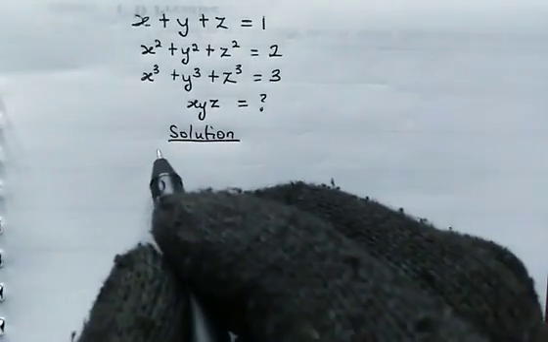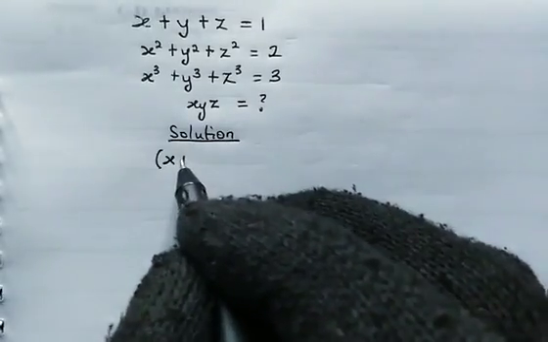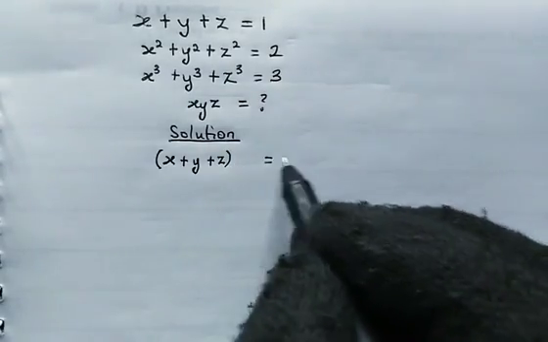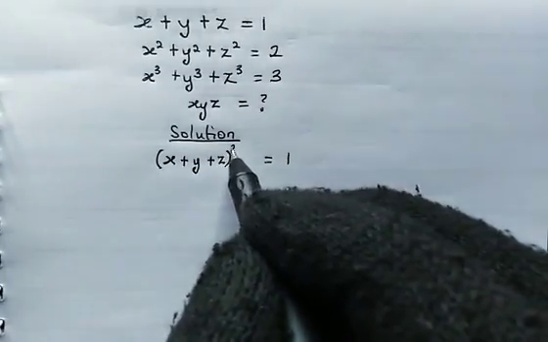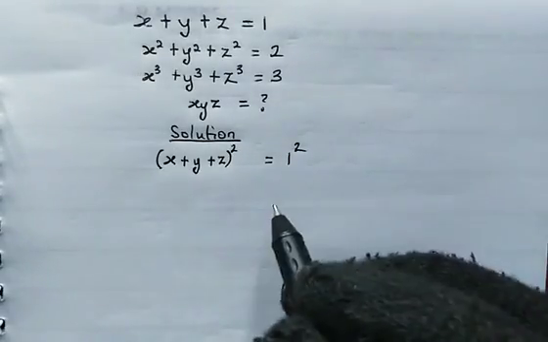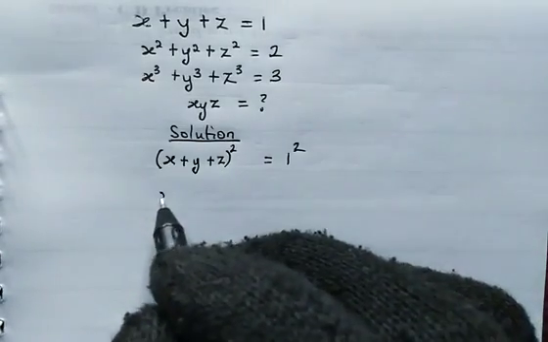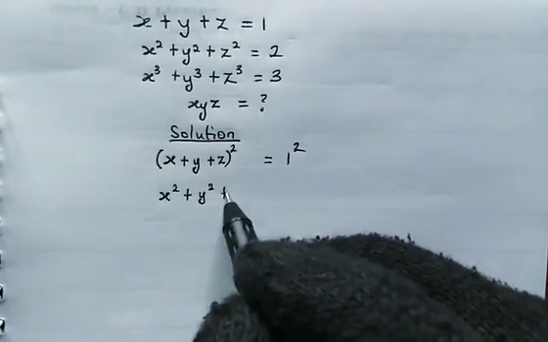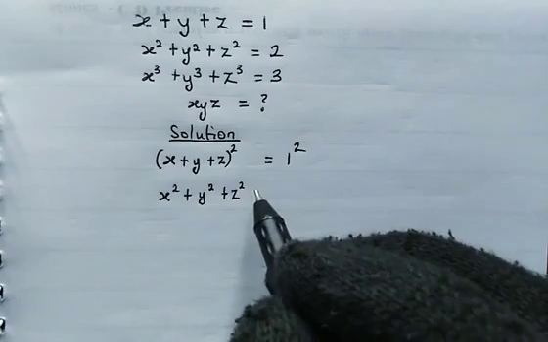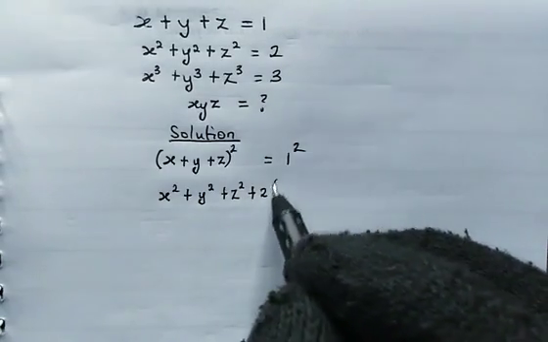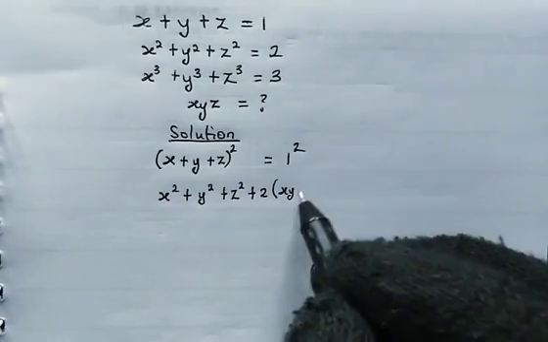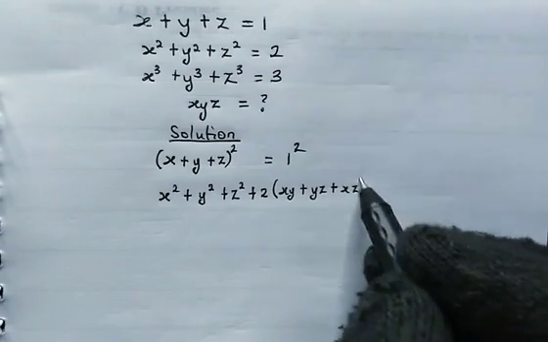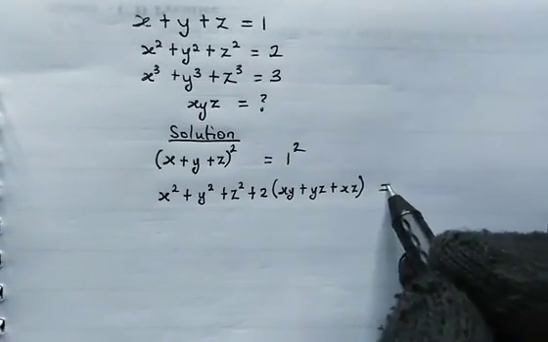From the given equation 1, we have x plus y plus z, which is equal to 1. Let's go ahead and square both sides. Now when we square both sides from the left, we're going to have x squared plus y squared plus z squared. Then we have here plus 2 into bracket xy plus yz plus xz, and this will be equal to 1 squared, which is 1.